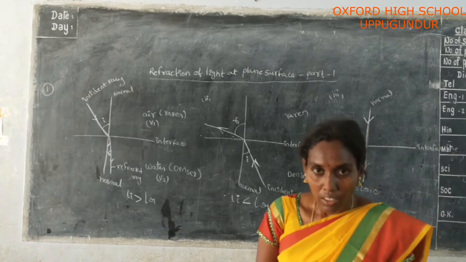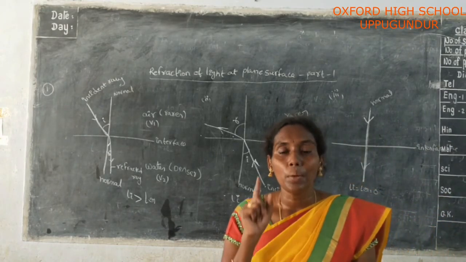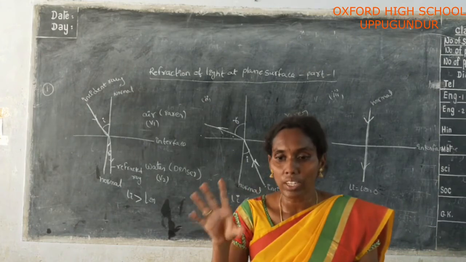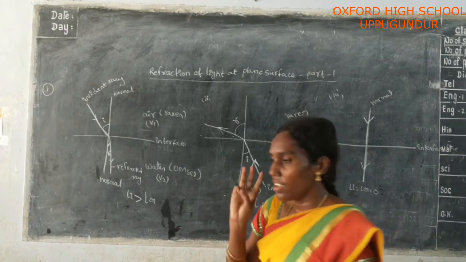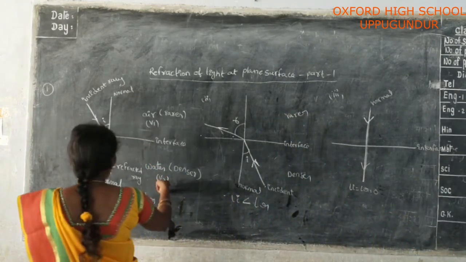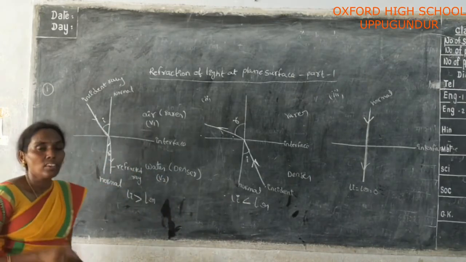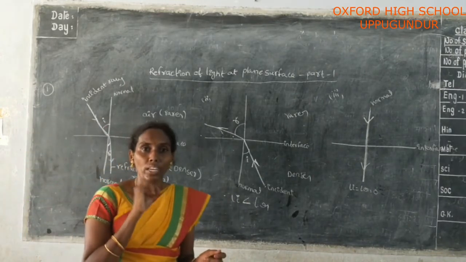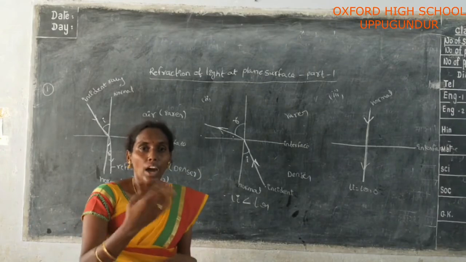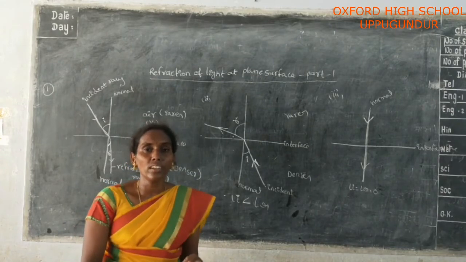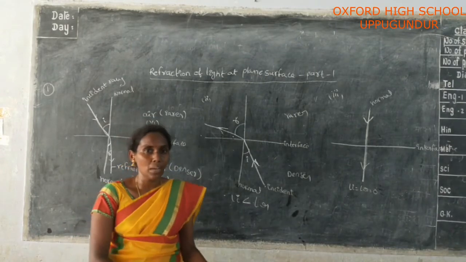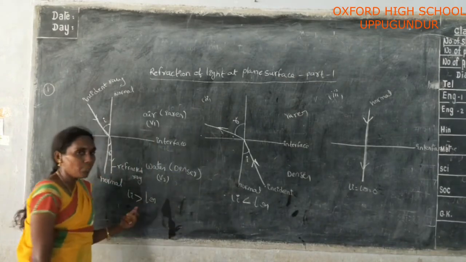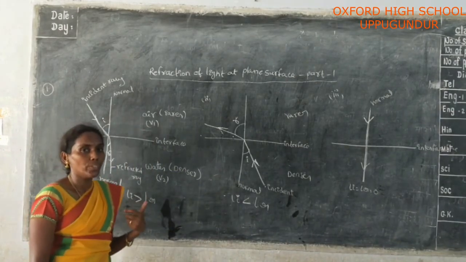Now see the first one. Refraction is nothing but the bending of light ray at the boundary. Three cases should be observed in this refraction. The first case is when light ray travels from rarer medium to denser medium. After refraction, the refracted ray bends towards the normal. In this case, the angle of incidence is greater than the angle of refraction.